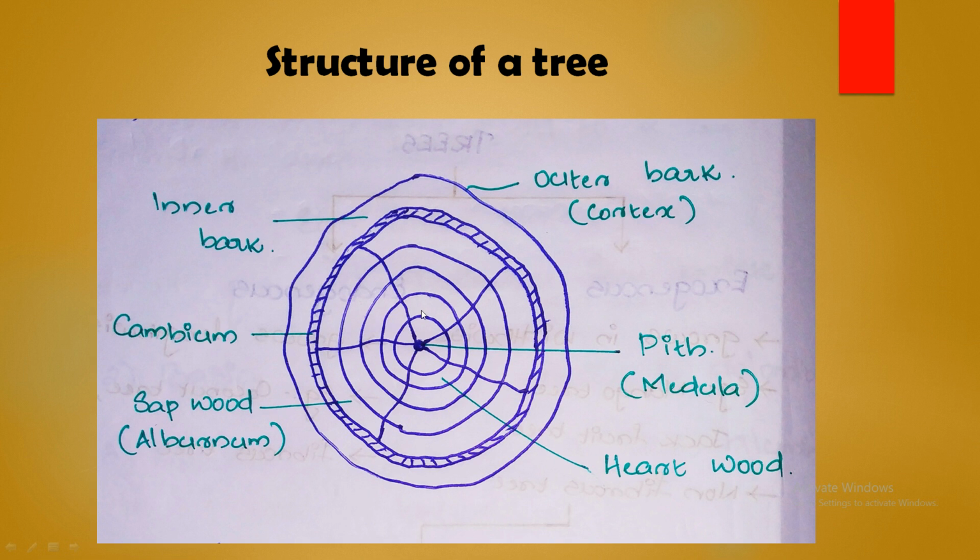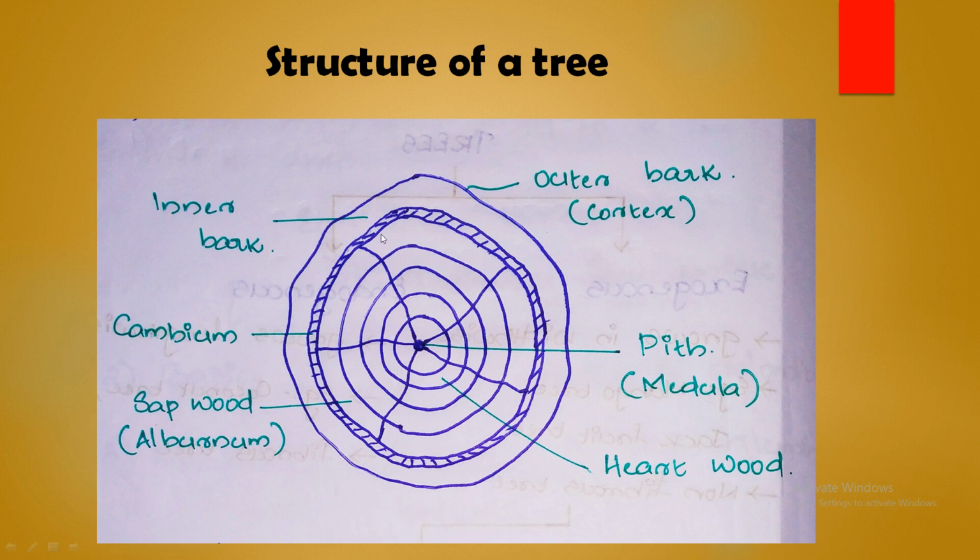The second portion is the heartwood. Heartwood is the portion between the sapwood and the pith. Through the years, the sapwood gets dead, forming heartwood. Usually the sapwood becomes dead each year and it becomes heartwood.